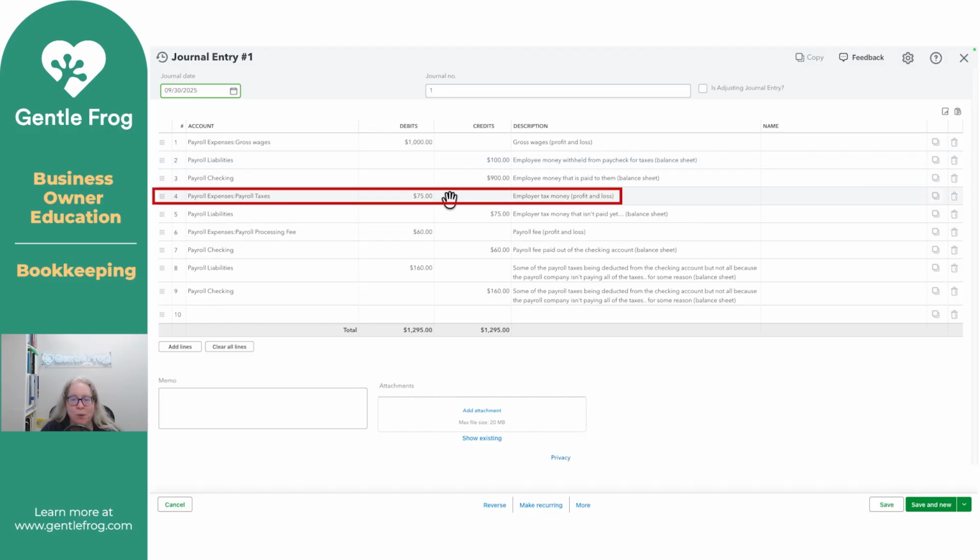Then we have line number 4, the employer taxes. Just for this brief moment in time, if you read from the top down, this tax money shows up as an expense. Then on line number 5, we set it aside and put it in the balance sheet as money that's not paid yet, because it gets paid a couple lines down. So lines 4 and 5 balance. It should increase our profit and loss expense, and it should increase the balance sheet for the money that we owe and need to turn in later.